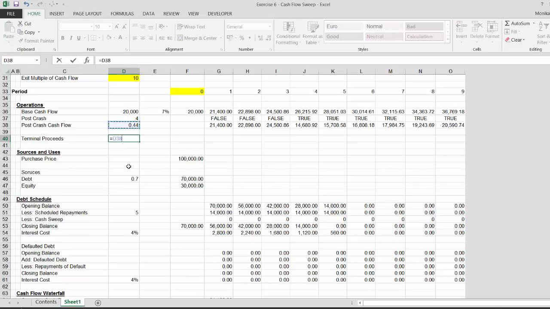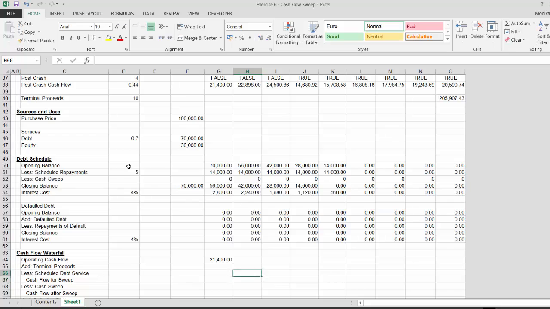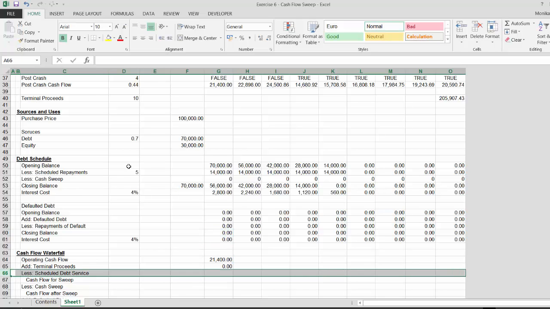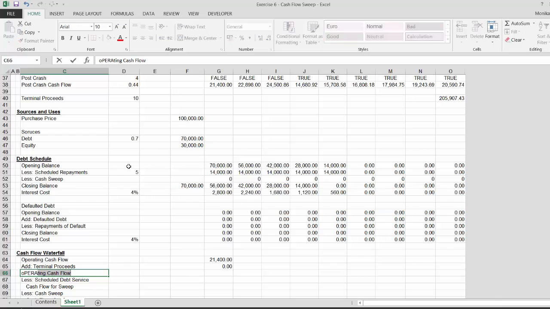The balance is 10 times, and I'm doing something horrible again, which means I'm taking our final year cash flow and multiplying it by 10. Sorry about that, but I haven't put all our switches in and everything else to make it really flexible. Then we can take away our, I think we need a subtotal here. We need our operating cash flow, plus terminal.